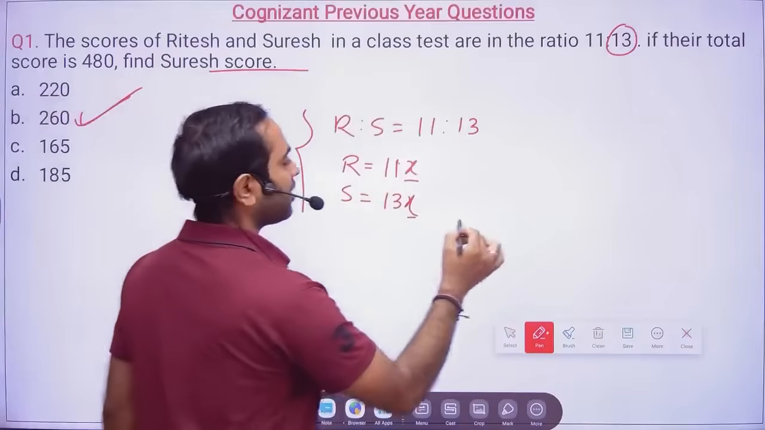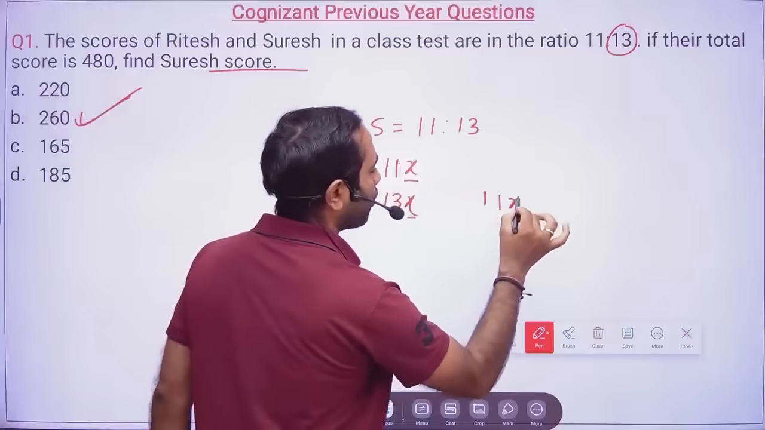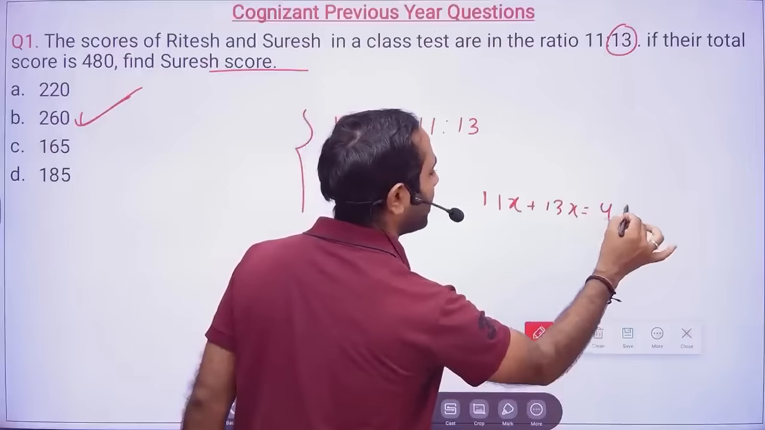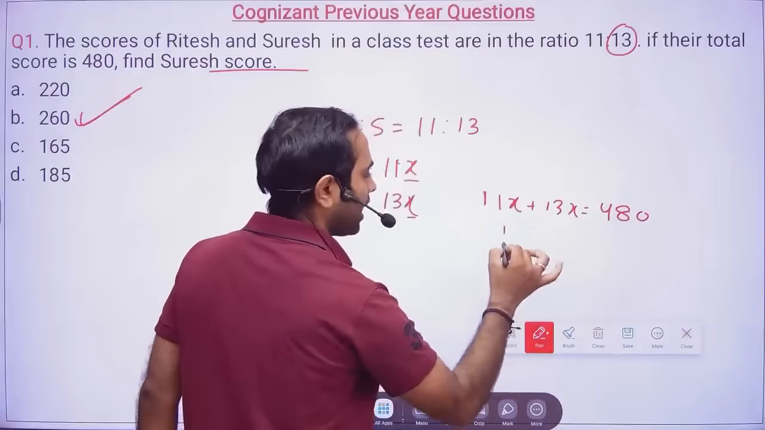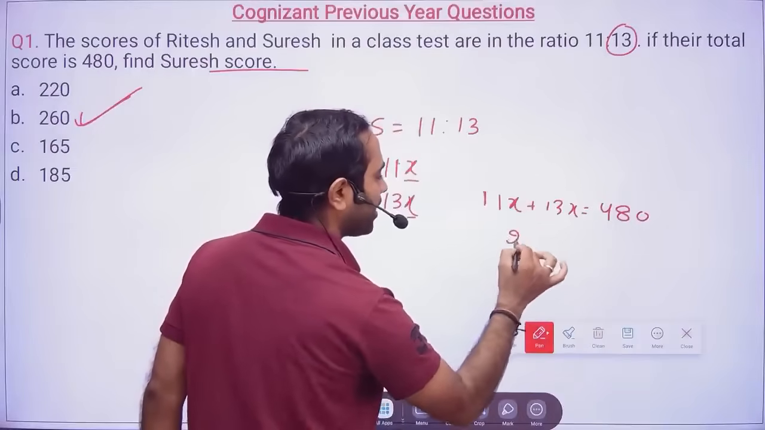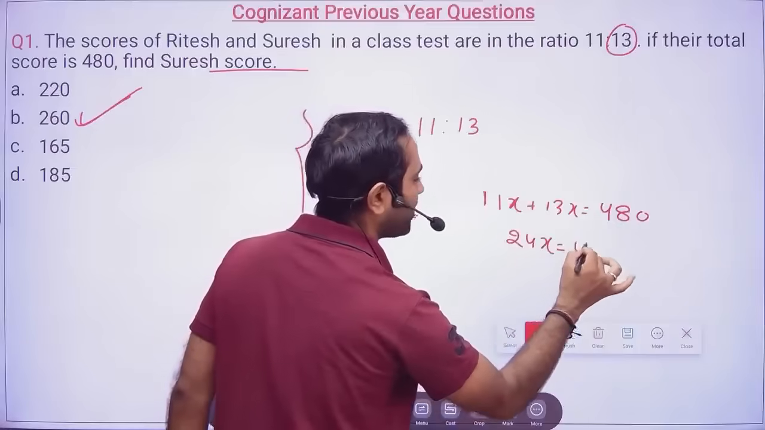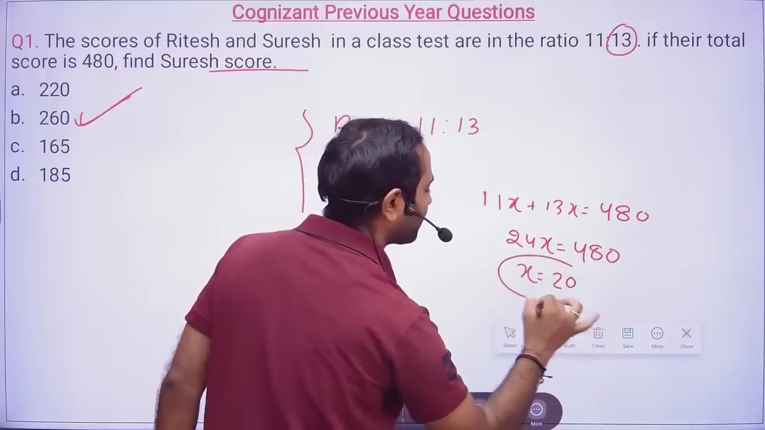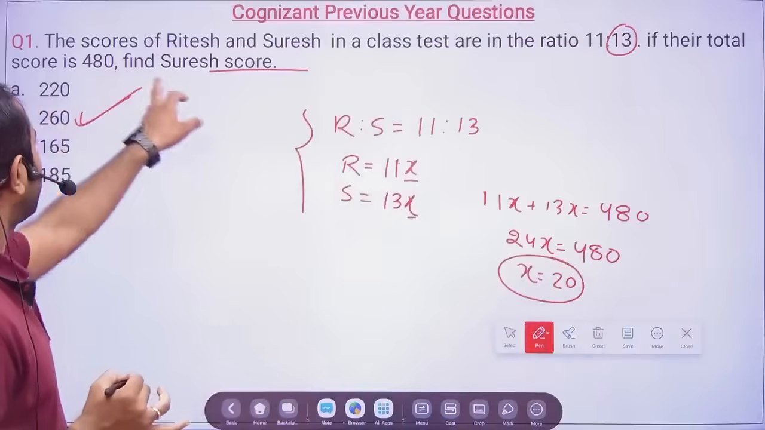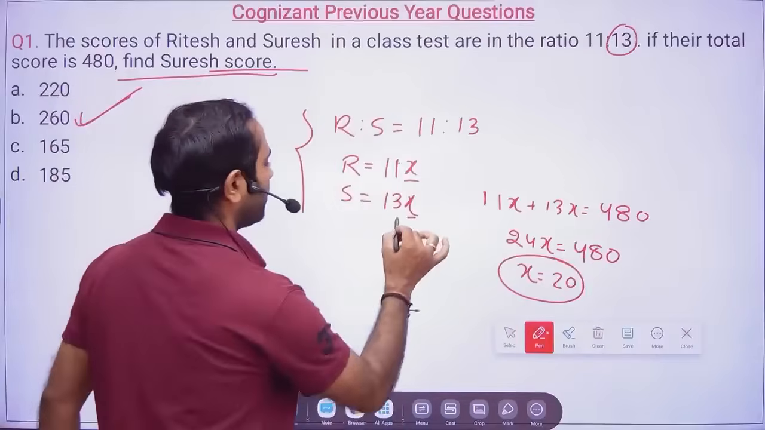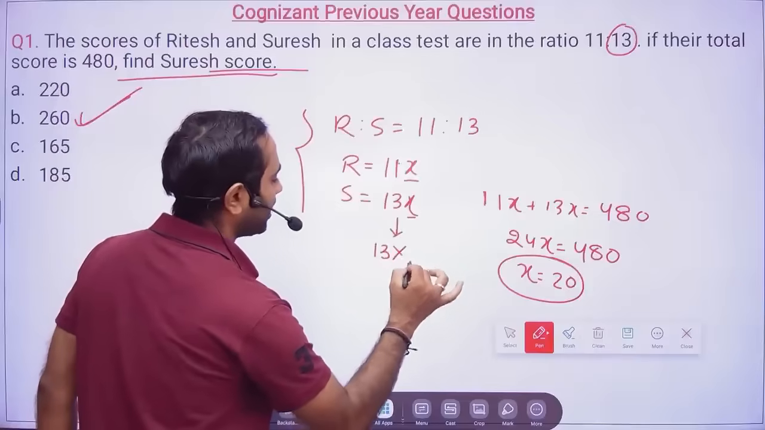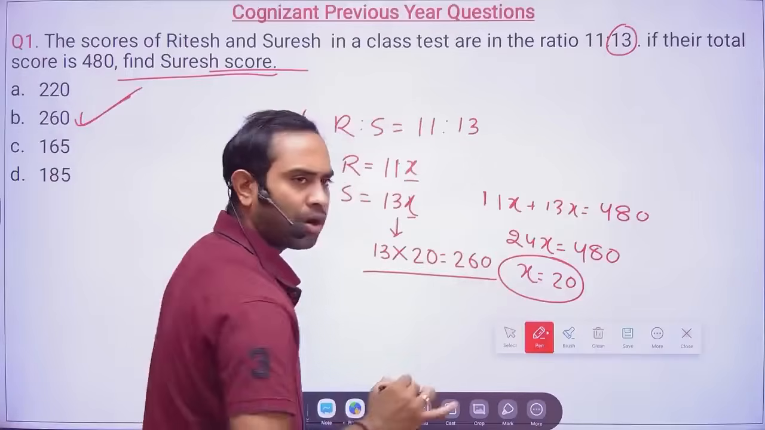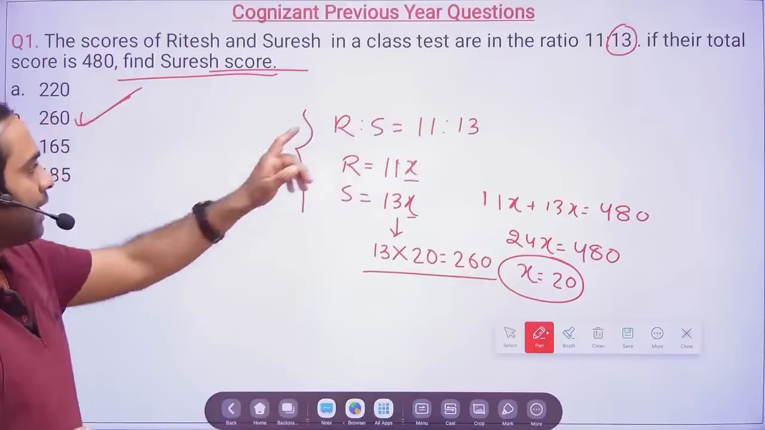Now they are telling us the total marks is 11x plus 13x, and the total marks is 480. So 11 plus 13 will be 24x. 24x will be equal to 480. So x will be 20. The value of x is 20. Now they are asking, tell me Suresh's score. Suresh is 13x. 13 into 20 will be equal to 260. For a simple question, I should not have spent that much time. You directly see.